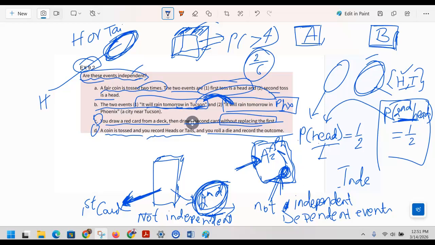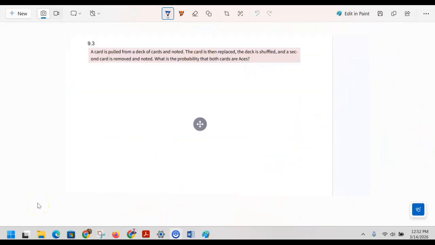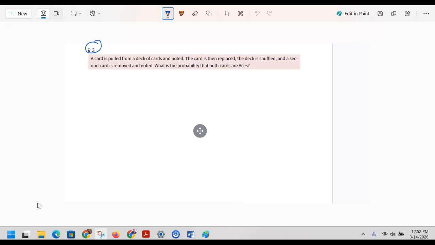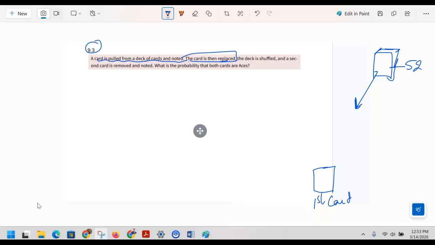Okay, let's take actual problems. Question number 9.3. A card is pulled out from a deck of cards and noted, and the card is then replaced. A deck of cards contains 52 cards, right? So when you pull out one card, you take a note of it. This is the first card. You write down what this card is, whether it is an ace, a queen, a black card or a red card, and then after that you put it back again.